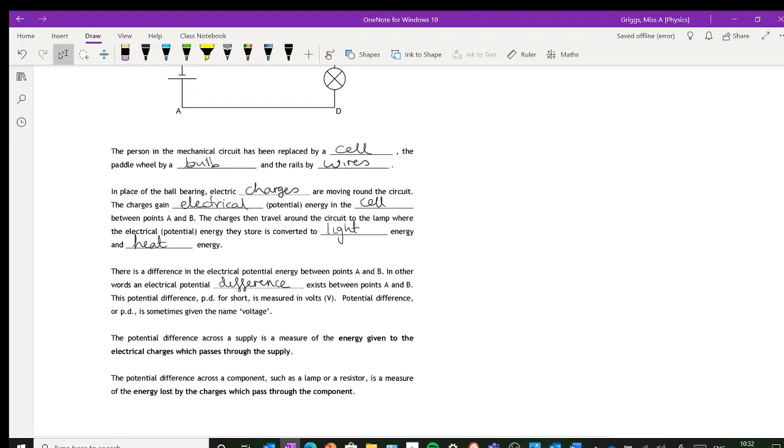So the potential difference across a supply is the measure of the energy given to the electric charges which pass through the supply. The potential difference across a component, such as a lamp or a resistor, is a measure of the energy lost by the charges which pass through the component. Okay, so two definitions there for potential difference.